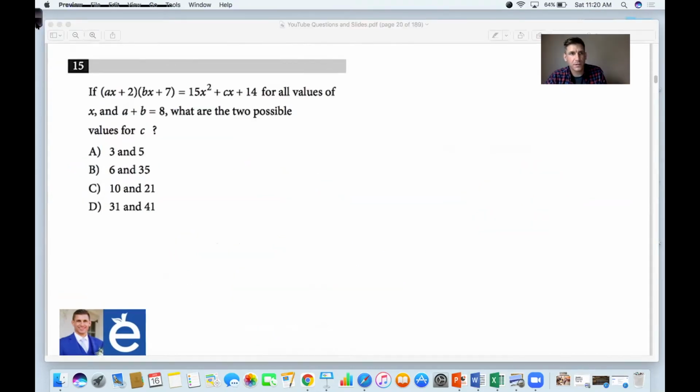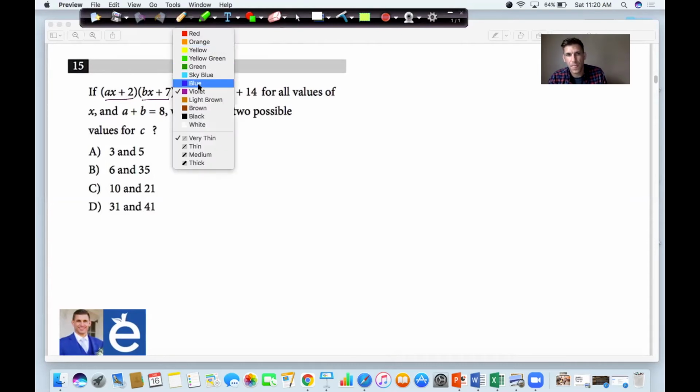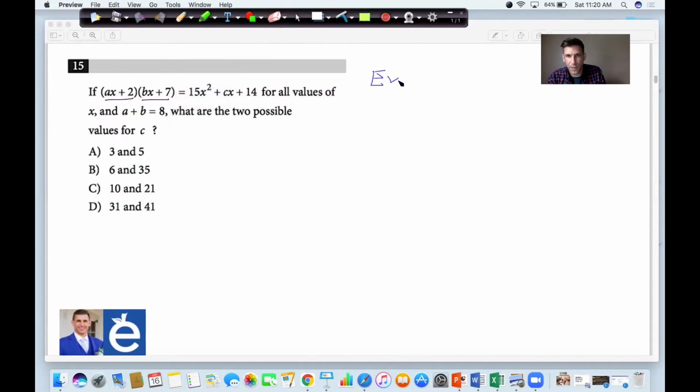So for 15, we have if ax plus 2 times bx plus 7 equals 15x squared plus cx plus 14 for all values of x, and it tells you a plus b equals 8, what are two possible values of c? Well, remember what I told you, okay? Everything is a tool, okay? I want you to remember this because this would be considered a medium to a hard problem, okay? Everything is a tool. Now, let's examine what is given in the problem.